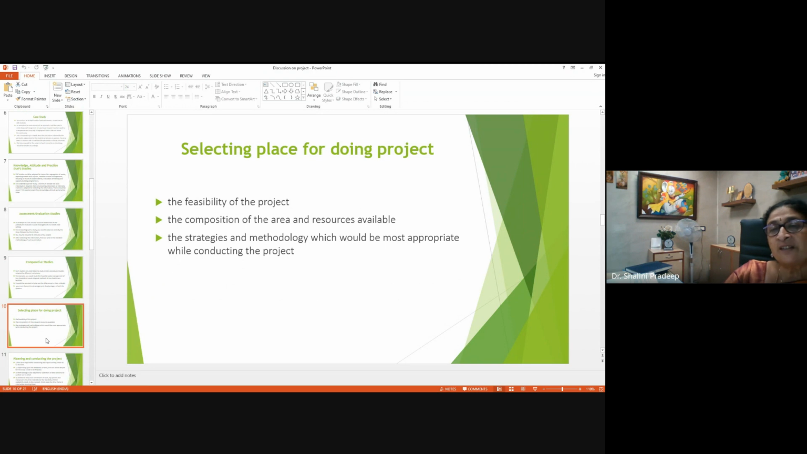What is the place for doing the project? It is better that you do the project in your own place. It is feasible. The area and the resources should be available for you. For example, if you need to collect more data, you may require help from your friends, someone else who is able to do it for you along with you. Okay, the methodology also you'll have to think, so that within 1 month you should be able to finish the project.